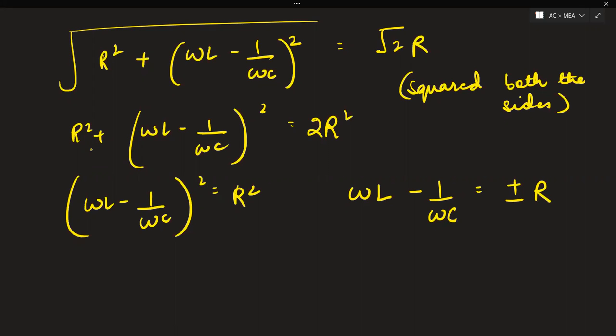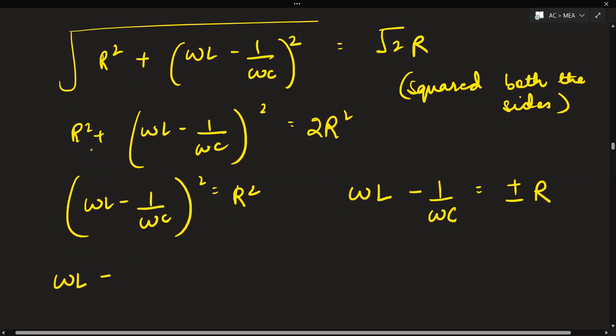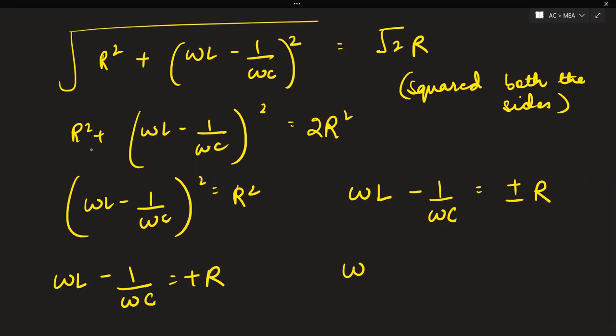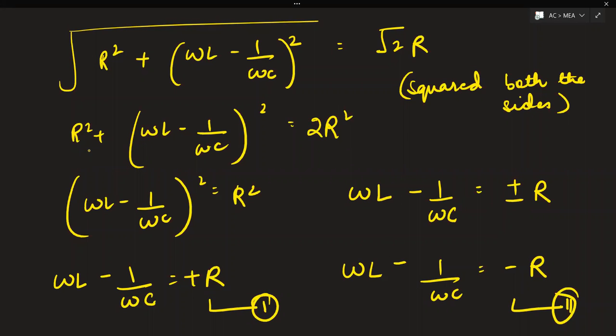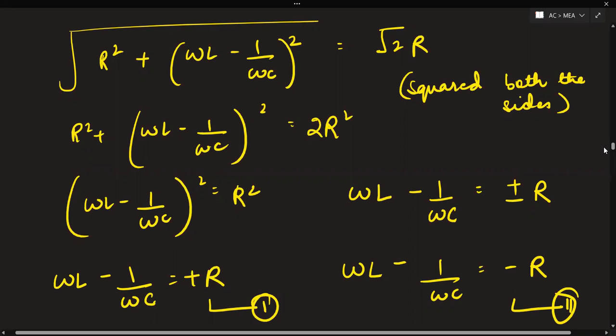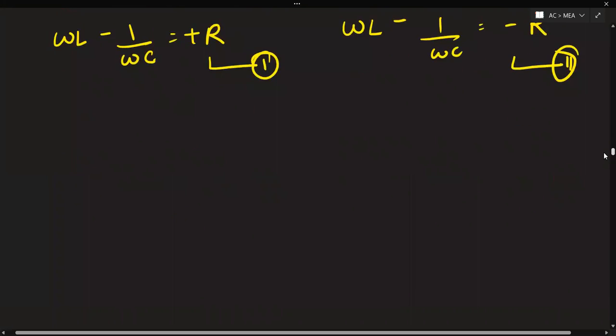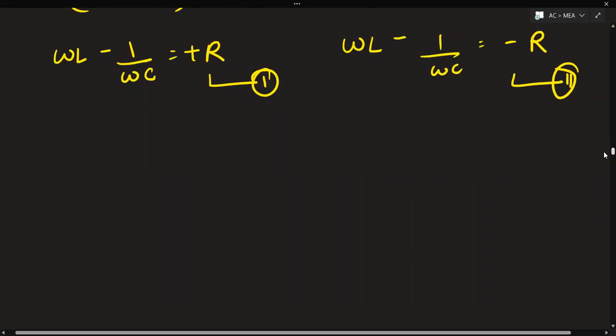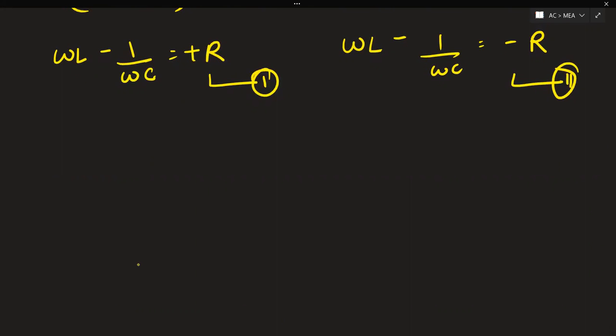Now from here, if I separate both the terms, one equation that I'll get will be omega L minus 1 by omega C is equal to plus R. The other equation that I'll get will be omega L minus 1 by omega C will be equal to minus R. So one equation, second equation. Clear till here? Right now, I've just opened up these two by squaring them on both the sides. Now using these two equations, I just have to use them twice to get the final answer. One is by adding.